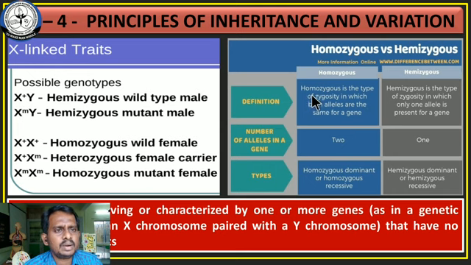The definition for homozygous is a type of zygosity in which both alleles of a gene are the same.